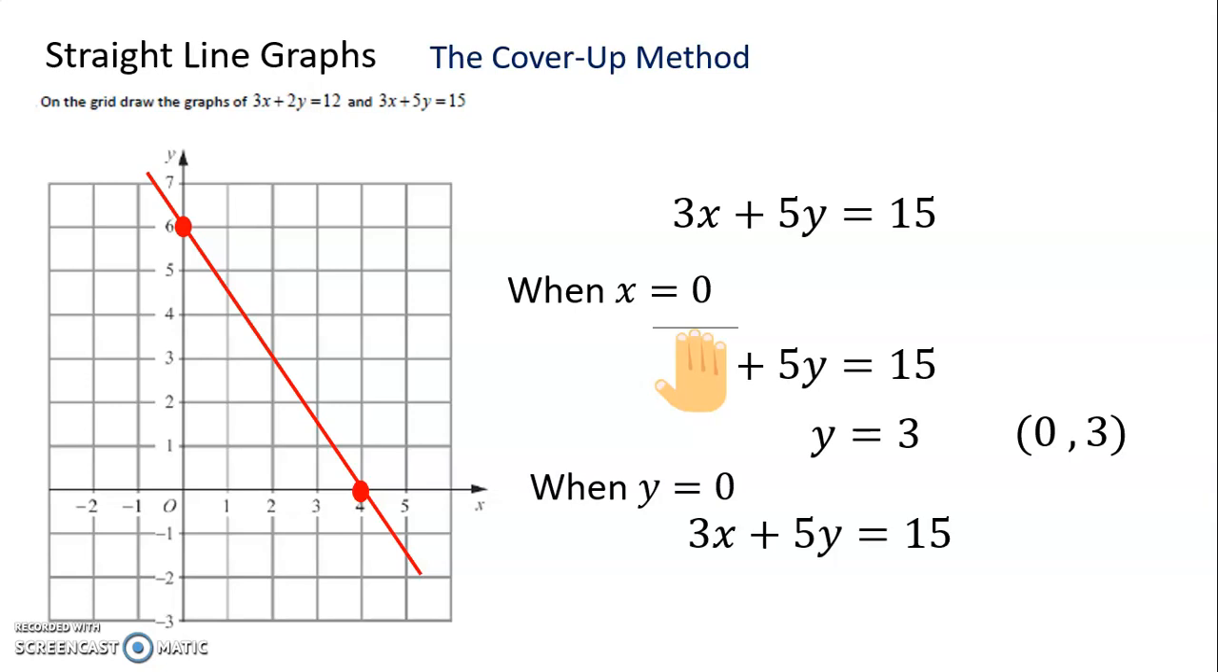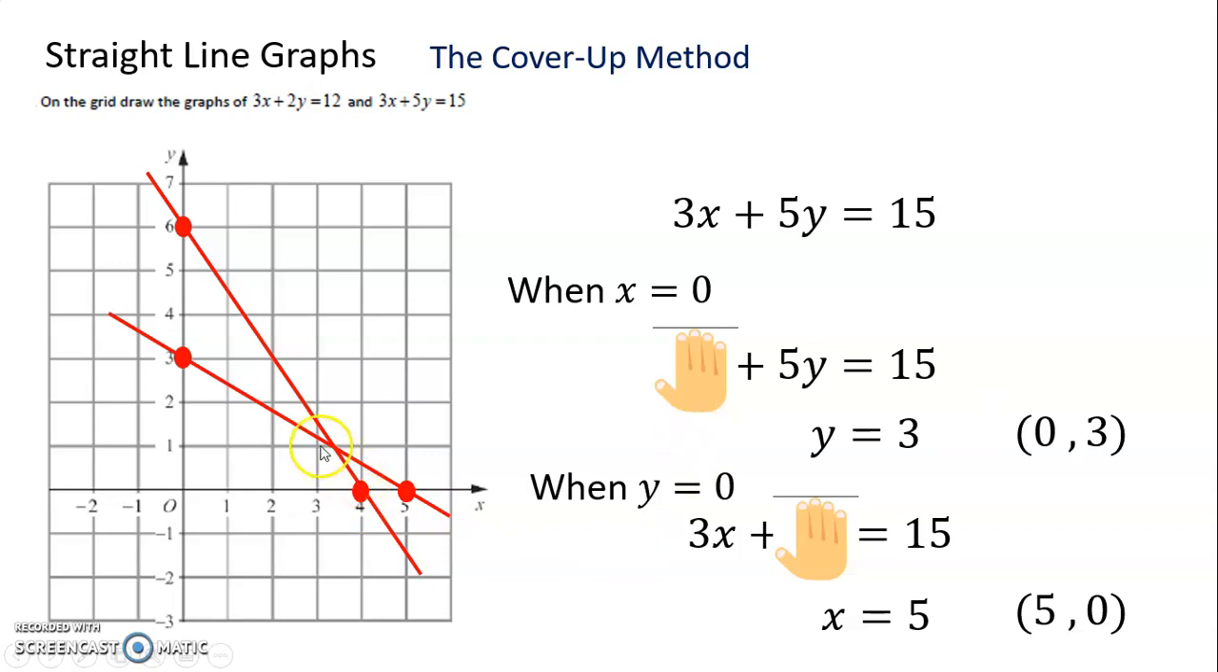And now I'm going to look at what happens when y equals 0. So could you again pause the video, put your hand over the y's, and work out what x is? Okay, so you should have placed your hand over the y's, they're 0, and so 3x is equal to 15, and now I'm going to divide through by 3, and I know that x equals 5. So my coordinate is going to be 5, 0, and I'm now going to plot both of those. So 5, 0, 0, 3, and I'm going to join those up.